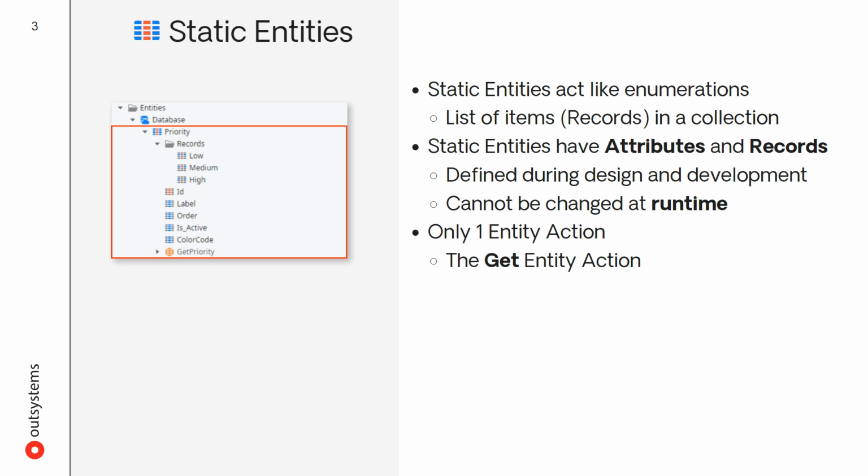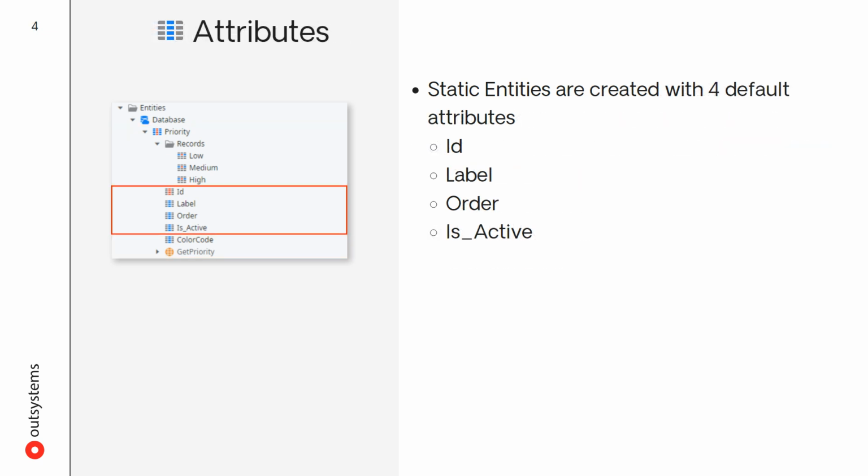Another interesting feature about static entities that makes them a little different from normal entities is that static entities only have one entity action, the getEntity action. The reason for that is that since these entities are static, they cannot be changed at runtime, therefore data can only be read. By default, when we create a static entity, it is created with 4 attributes: an ID, a label, an order, and is active.